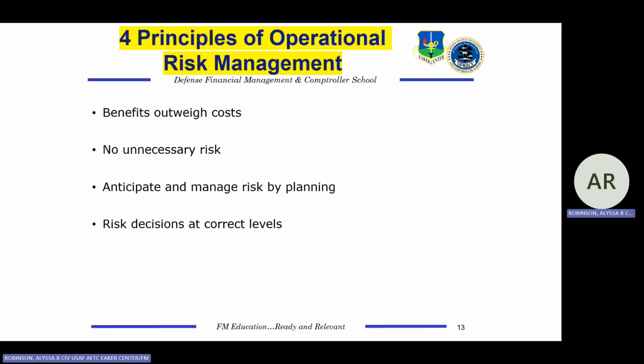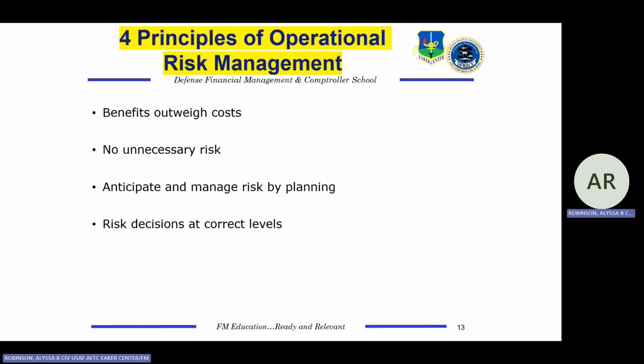Next, we have anticipate and manage risk by planning. An example of this is we all do fire drills and safety drills for active shooters. So we're trying to anticipate this potential risk and plan our mitigation of that risk prior to it occurring.